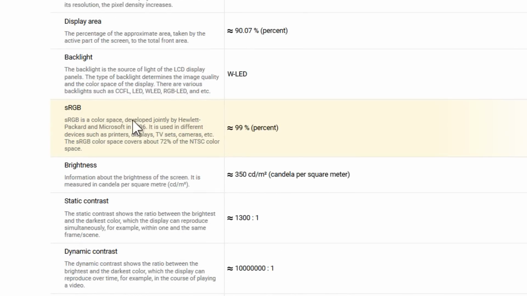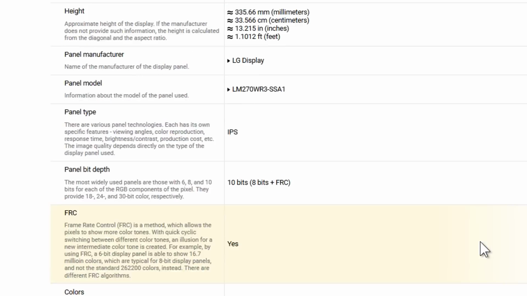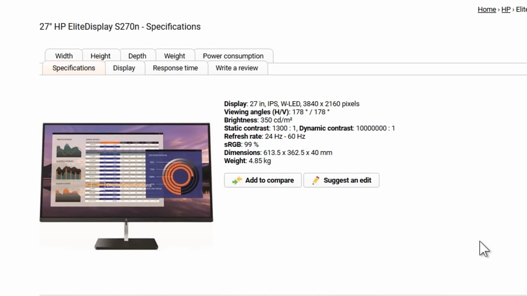sRGB is a color space which is used in computing, it's used in printing, and is one of the main color spaces that you find in digital technology. This monitor covers 99%. All in all, this is what you would expect in a pretty decent monitor.